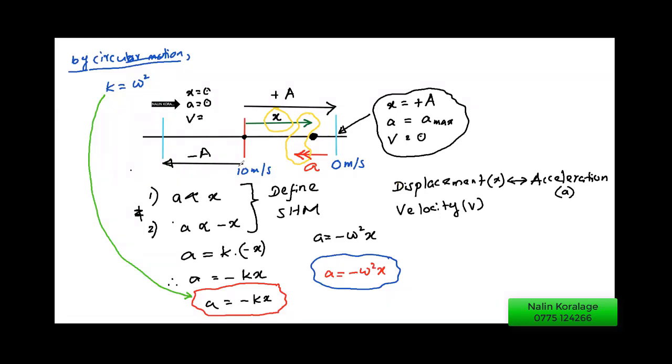Right. So that is the point. Next, here when the particle reaches the other extreme again, the particle is about to reverse. So therefore velocity is going to be 0 meters per second.